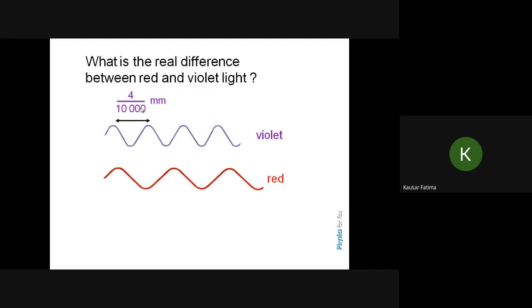Here the violet 4 by 10,000 millimeter means 0.0004 millimeter is the wavelength of violet. And what about the red? It is 7 by 10,000, means longer.